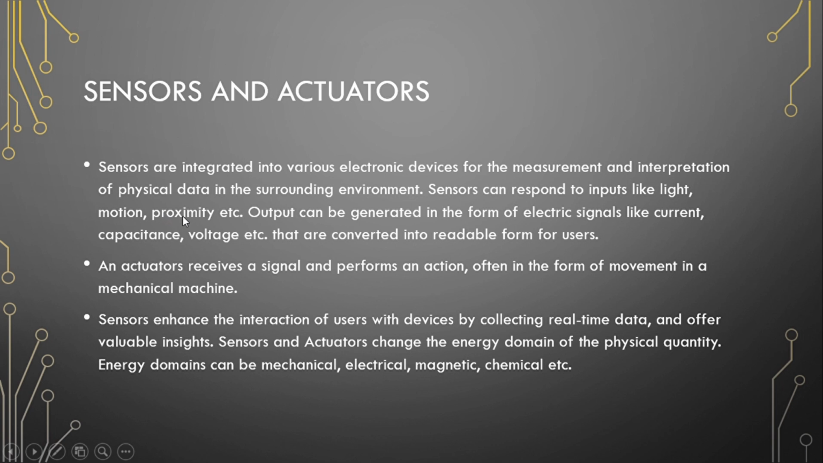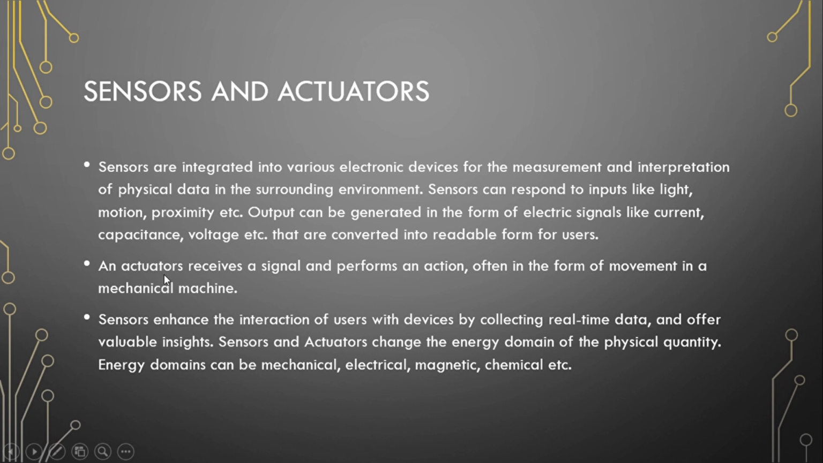And all these kinds of stimuli are then processed by some kind of system that is linked to the sensor and generates an output. The output is generated in the form of electric signals like current, voltage, capacitance, and this is readable by the users. So basically we have seen that sensors are the devices that detect or respond to some kind of stimuli like light, motion, proximity, and then these stimuli are converted into electric signals, which are the output of the sensors, and these electric signals then pass to the actuators.